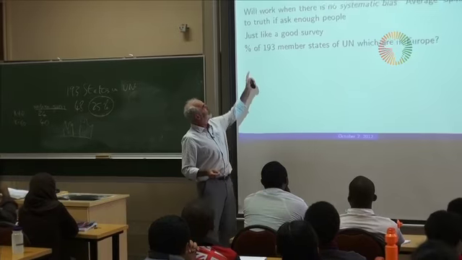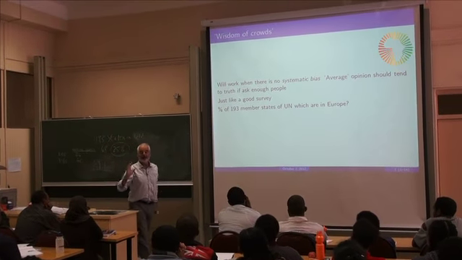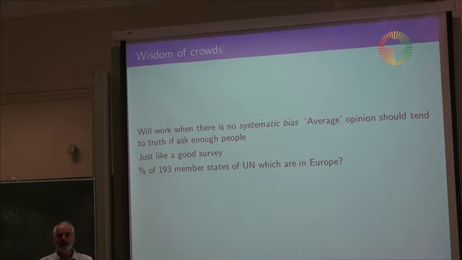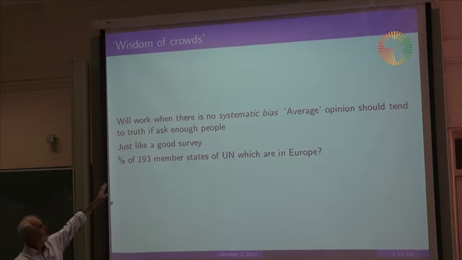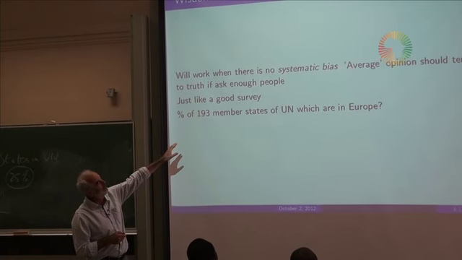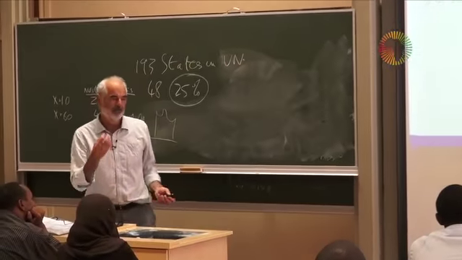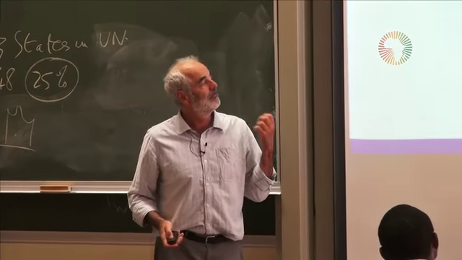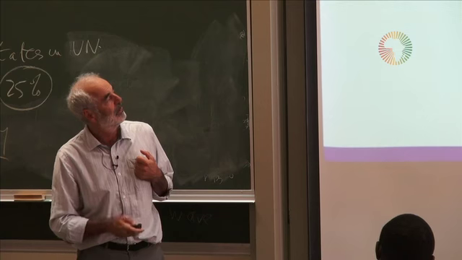But I wanted to tie this wisdom of crowds in slightly with what I said about surveys yesterday, that it'll only work if there's no systematic bias. The wisdom of crowds, like the beans in the jar or this question, only works if there's no systematic bias, and so the average opinion should tend to the truth if you ask enough people. That's what happens in a good survey, and it sort of happened here, but it doesn't always happen. So these are the same things. We're trying to avoid systematic bias.